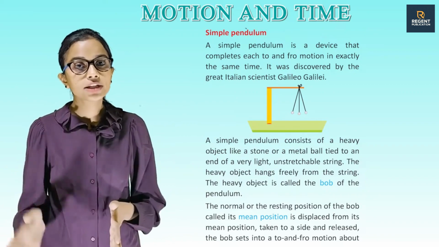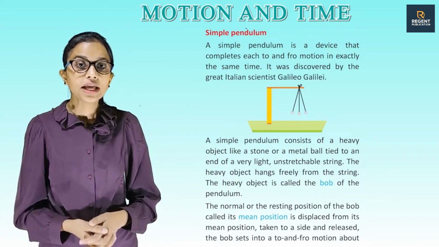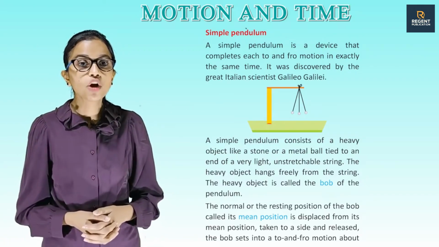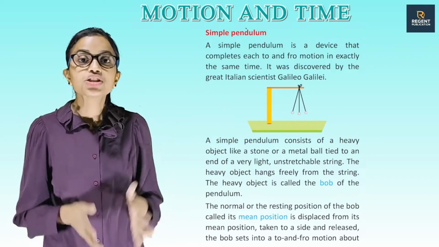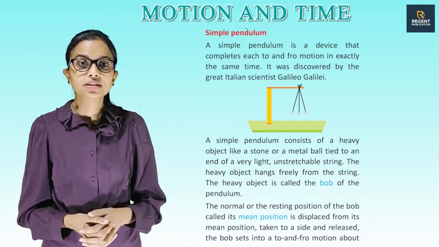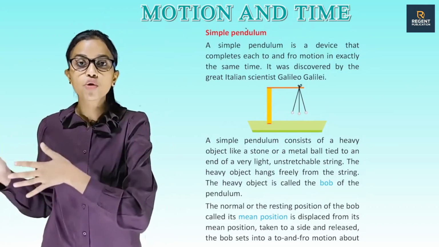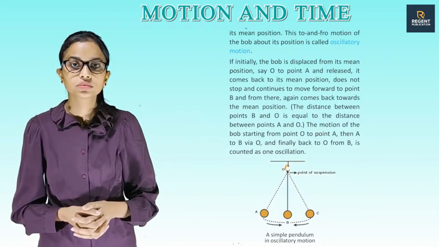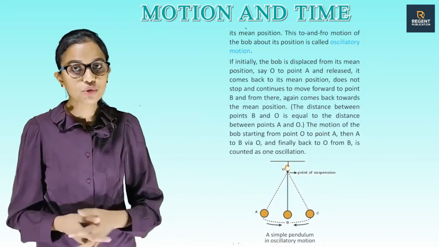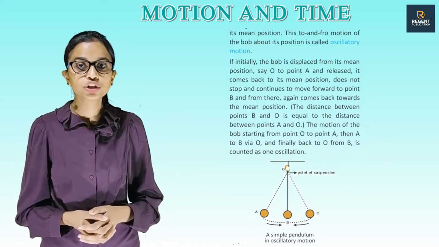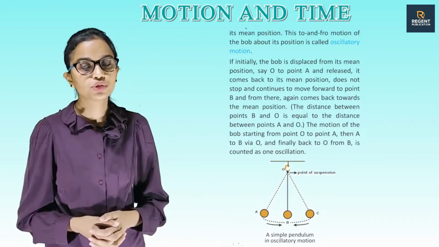The normal or resting position of the bob is called its mean position. The bob is displaced from its mean position, taken to a side and released. The bob sets into a to and fro motion about its mean position. This to and fro motion of the bob about its mean position is called oscillatory motion.